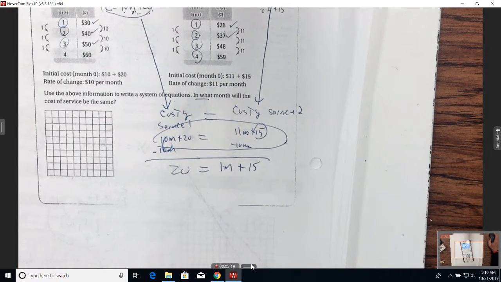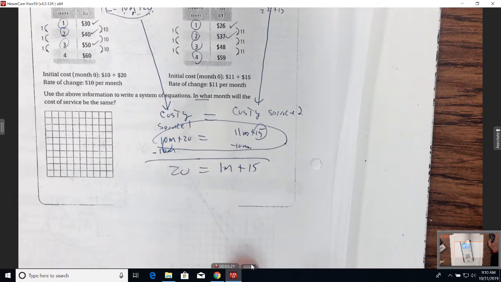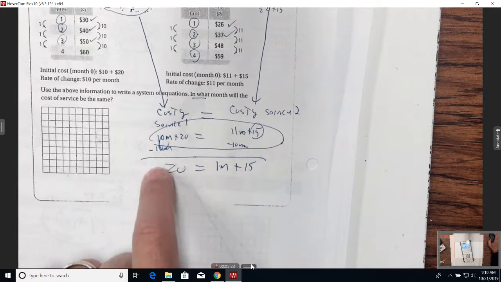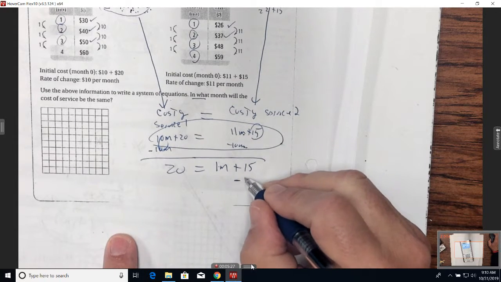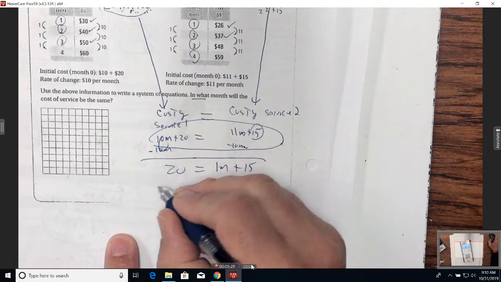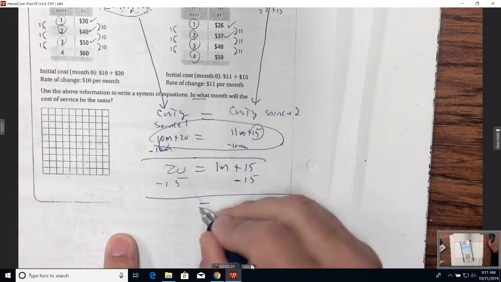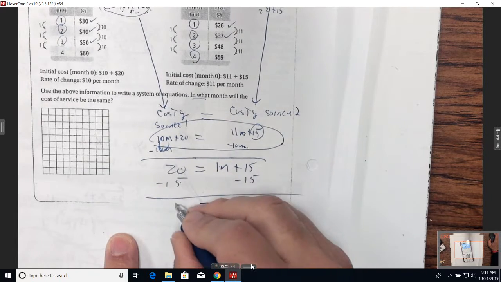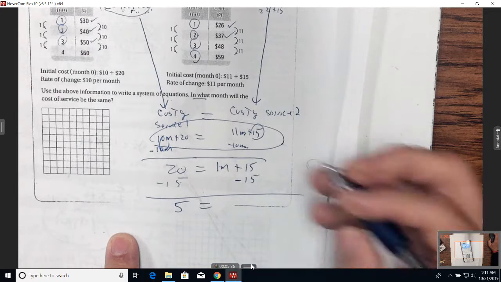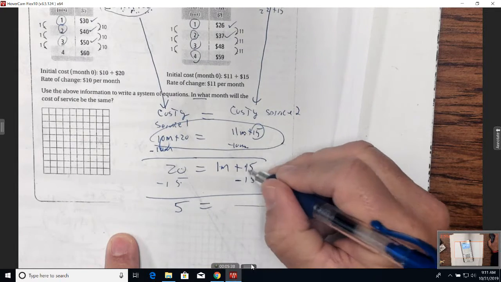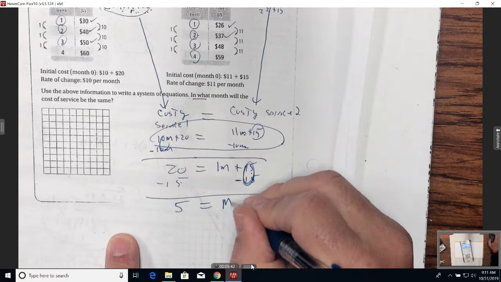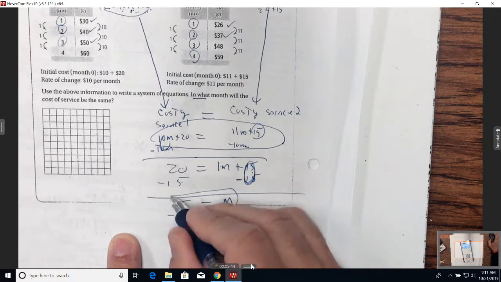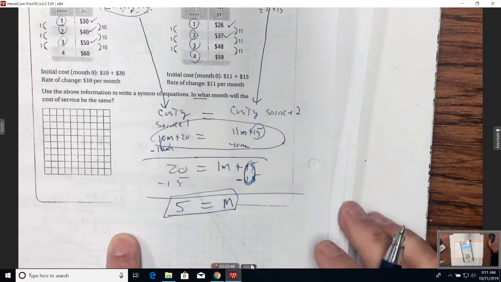Now, I almost have my variables on one side and constants on the other, except I got to get that constant over here on this side. So to get rid of a positive 15, what do I do? What you do to one side of the equation, you got to do to the other. So 20 minus 15 is 5. 15 minus 15 is 0, and 1m plus 0 is just what? 1m, and 1 times m is just m, so m would be equal to 5.